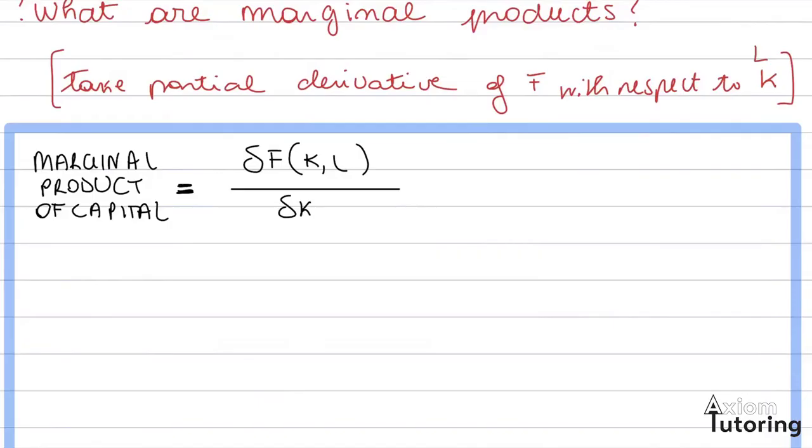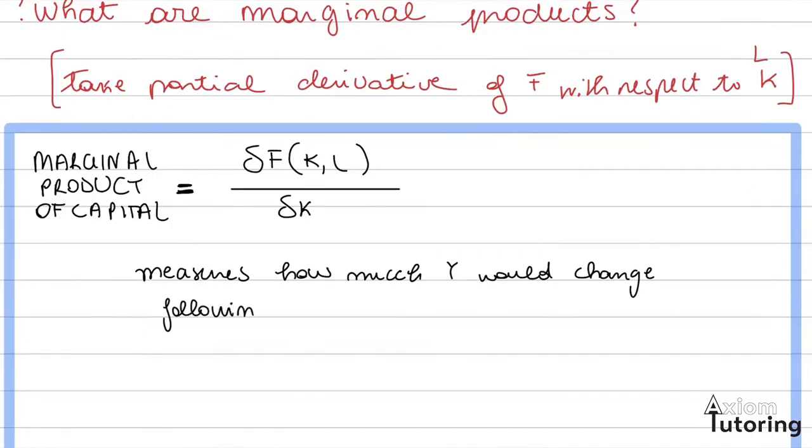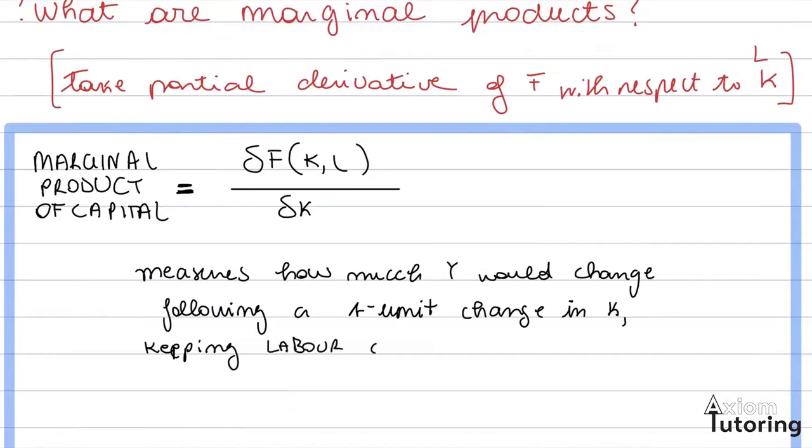which can be interpreted as measuring. It basically measures how much more output would change. So it would increase, how much more output would increase or change following a 1 unit change in capital. And here comes the important bit, keeping labor constant.